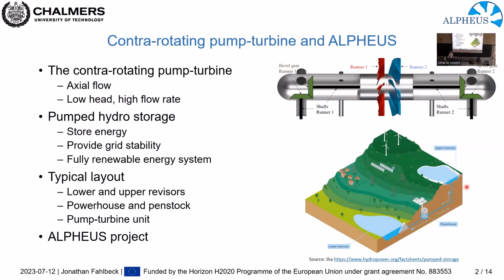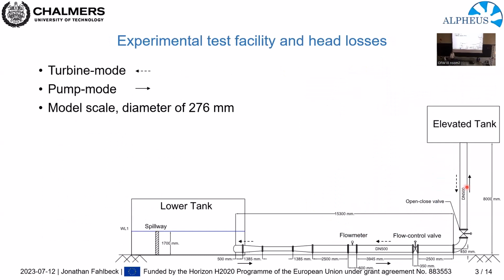And for that reason, the Alpheus project was formed. It's a European research project where we evaluate three different runner configurations intended for low head pumped hydro storage. So we can enable pumped hydro storage in countries that lack high mountain regions, for instance. And in this Alpheus research project, we will be running experimental tests of this contra-rotating pump turbine.